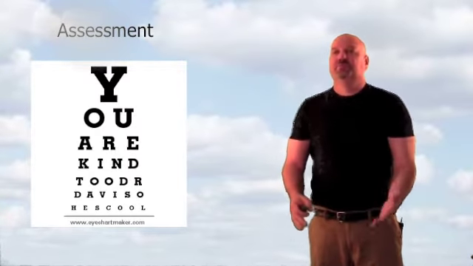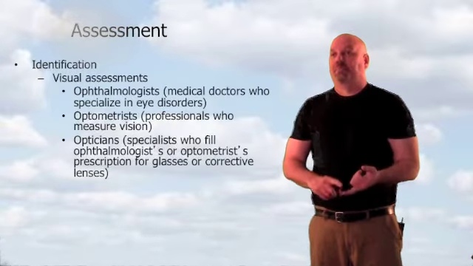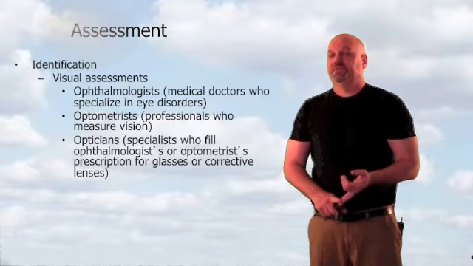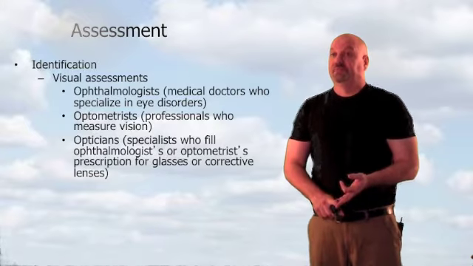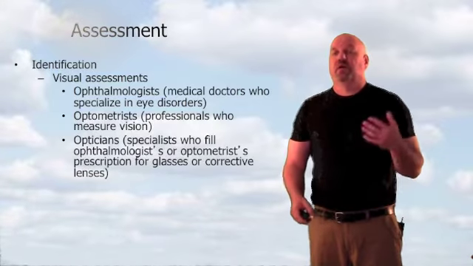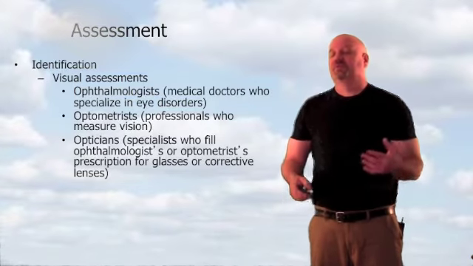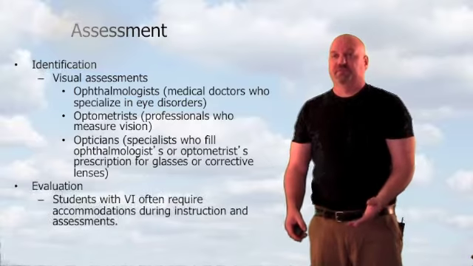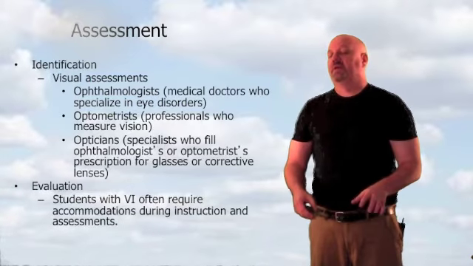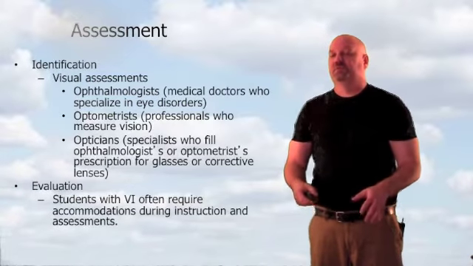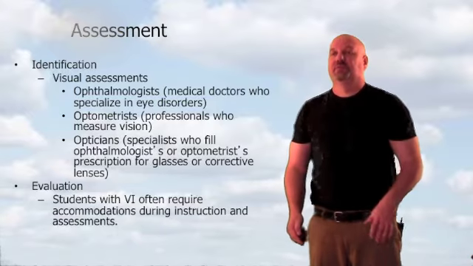So further, when it comes to assessments, identifications are done through ophthalmologists, optometrists, and opticians. The evaluation also requires that students with visual impairments will require accommodations during instruction and during assessments. I will show you a little bit on how they do vision tests with children a little later in this presentation.